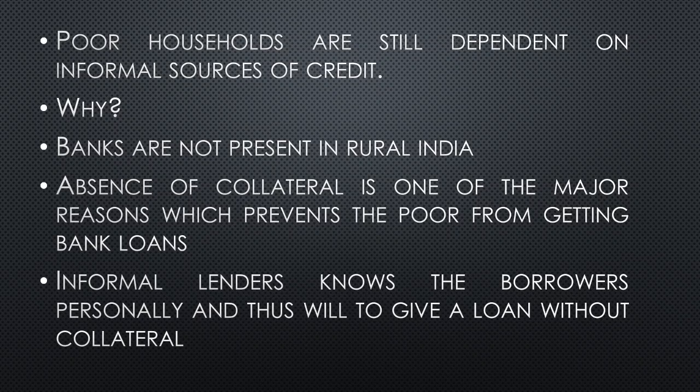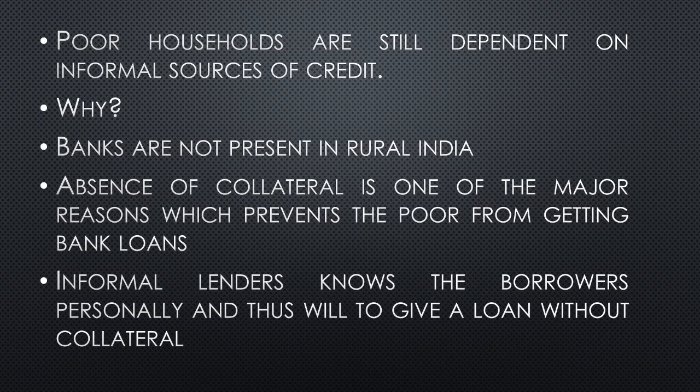The next reason is that absence of collateral is one of the major reasons which prevents the poor from getting bank loans. Poor people do not have many documents, and they are not aware of how to get a PAN card, Aadhaar card, voter card, etc. They don't want to get into all these difficulties, so they go for the easier way of taking a loan, that is from the informal sector. Absence of collateral prevents the poor from taking loans from the formal sector, that is the bank. So they go for the easy way, the informal sector.